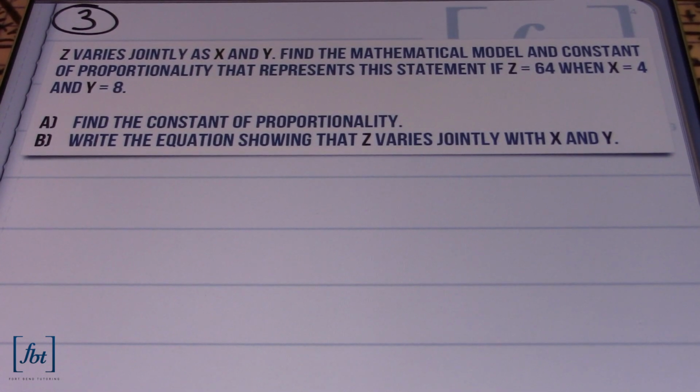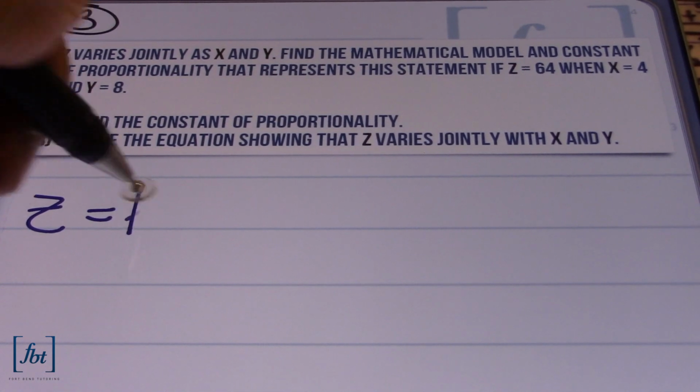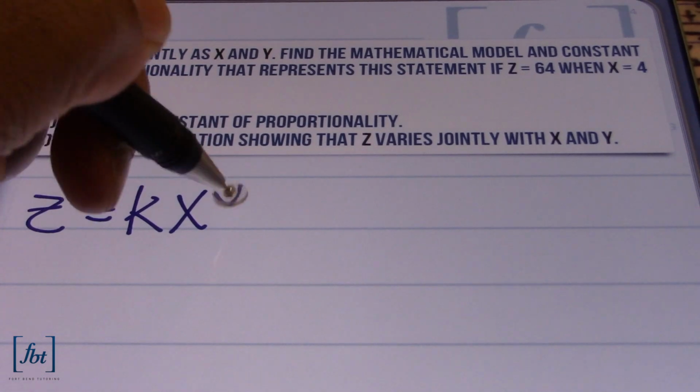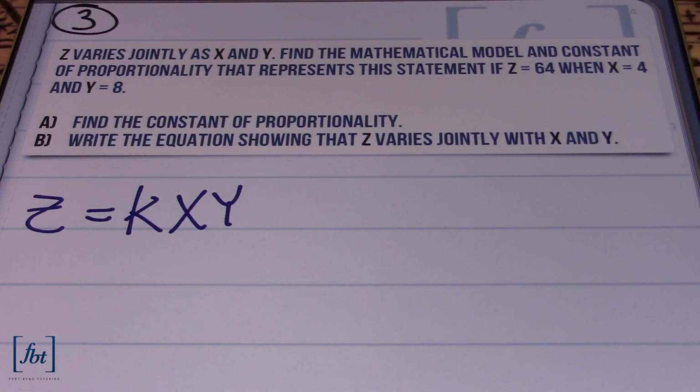That represents this statement: if z equals 64 and x equals 4 and y equals 8. A lot of numbers. Let's go ahead and set up our variation equation. We know it's a joint variation equation because they said varies jointly. So there's that key word. I'm going to set it up as z, the ugly z, equals k times x times y.